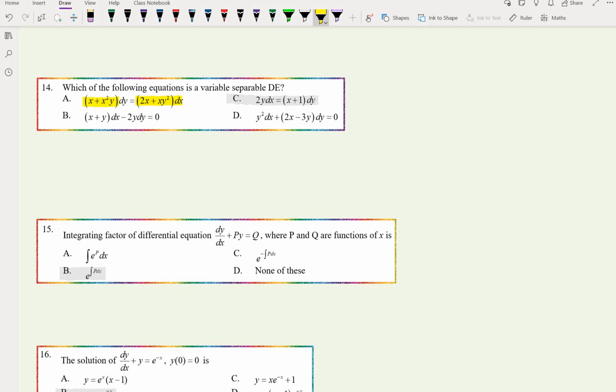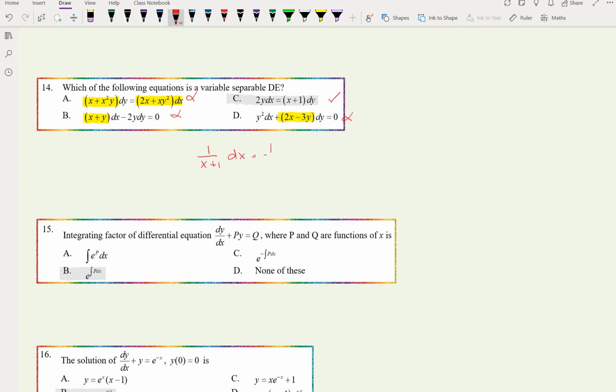Okay, for question B it is the same. We have x plus y. So, you cannot separate that directly. Then, we also have times dx minus 2y dy. So, that is also not separable. For question D it is the same. You have here 2x minus 3y. So, that is kind of hard for us to separate directly one by one. So, our answer is C. Because for C, we can just separate it to become 1 over x plus 1.